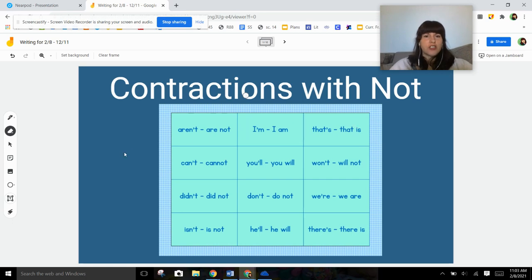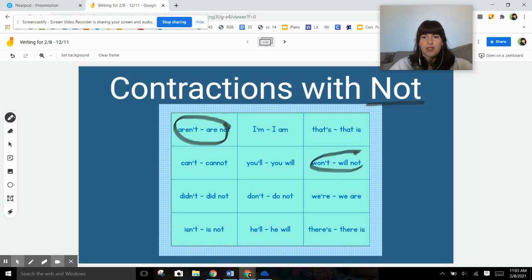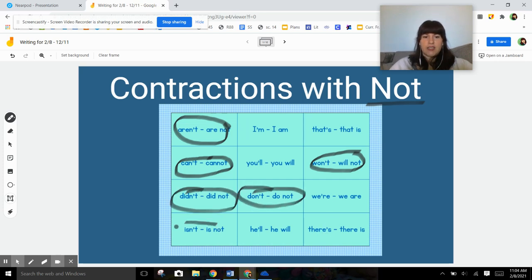All right, so contractions with not. That's what we've been kind of focusing on this week. So contractions that have the word not in them means it's the last word. So are not would be one of them. I am is not one. That is not one. And that's because not's not in there. Will not is one. We did that yesterday. Cannot is one. We did that one yesterday. Did not is one. Do not is one. And isn't for is not. All of those are ones that have the word not at the end of them. So they're contractions with the word not.